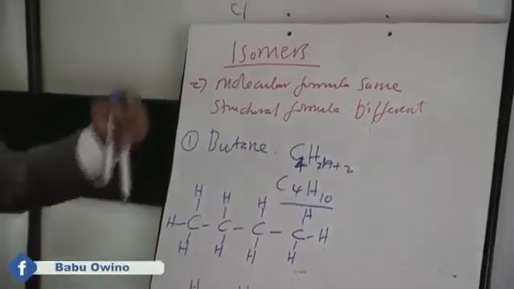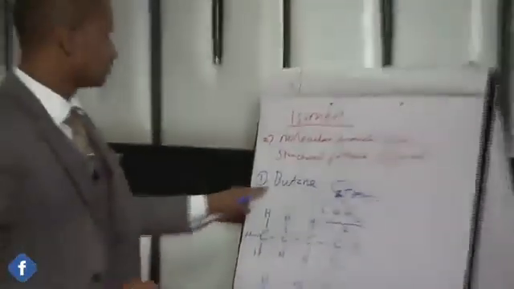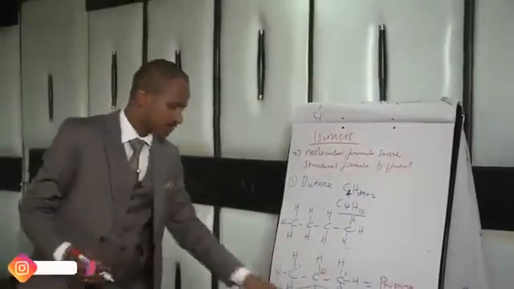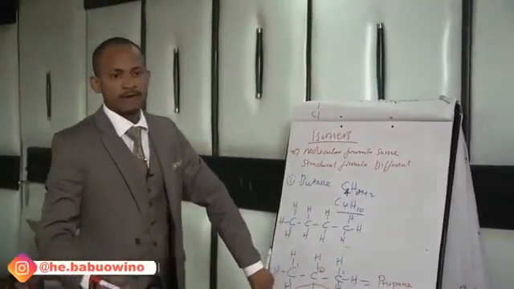So that's called an isomer of butane. Butane has 2 isomers, this and this. We can do for pentane.